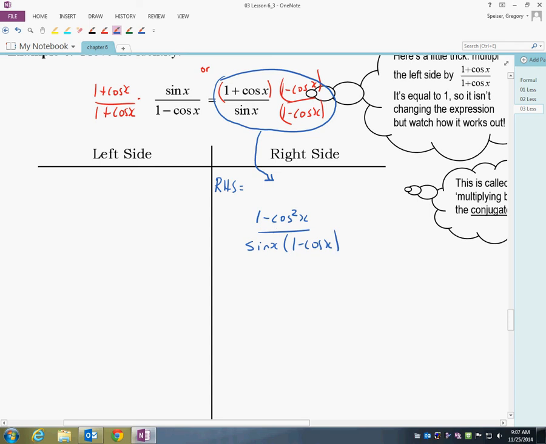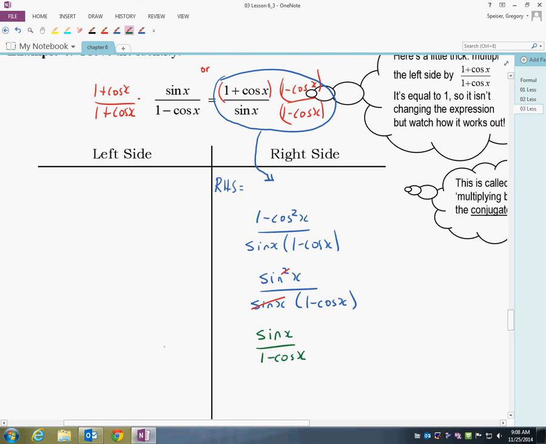1 minus cos squared of x becomes sine squared of x, all over sine of x times 1 minus the cos of x. And now I can divide both the top and the bottom by a sine of x. So this will get cancelled out, and then the squared part will get cancelled out. So then I will have sine of x all over 1 minus the cos of x. Okay, so that's exactly it, isn't it? And we're done. We just sort of simplified it and we got that.